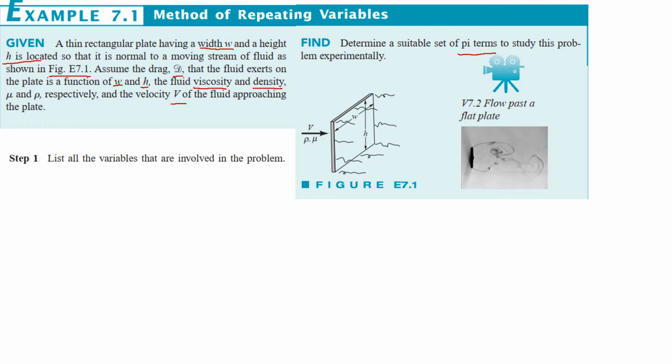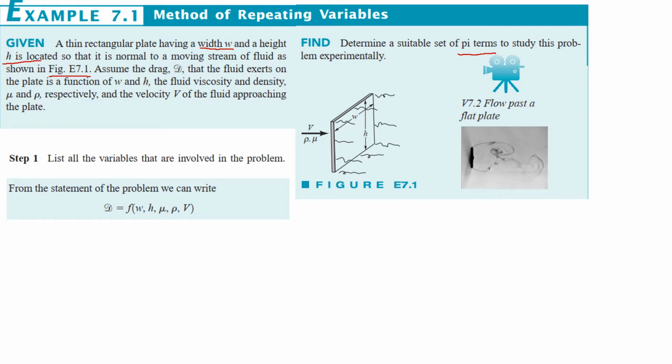So the first step is to list all the variables that are involved in the problem. The variables that are involved include the dependent variable and the independent variables, and as we can see from the statement, our dependent variable is the drag force, and this drag force is dependent on the width of the plate, the height of the plate, and the density, viscosity, and velocity of the fluid. So we can say from the statement that these are our variables.